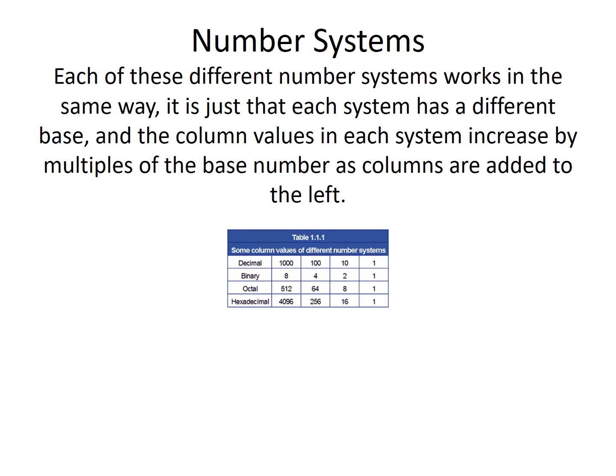In decimal, 4321 means 4 into 1000, then 3 into 100, then 2 into 10, and 1 into 1. So the decimal number is represented by 1000, 100, 10, 1. From the right-hand side, we can say 1 time, 10 times, 100 times, then 1000 times. So each column is 10 times the previous column.